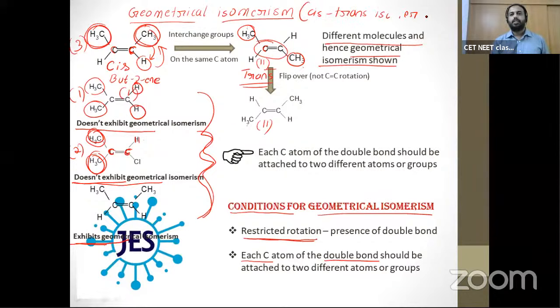Cis trans isomerism. So when do you consider a geometrical isomer to be cis? If identical groups are on the same side of the double bond. Look, the methyl groups are on the same side. And that trans isomer, look, the methyl groups are opposite to one another across the double bond.